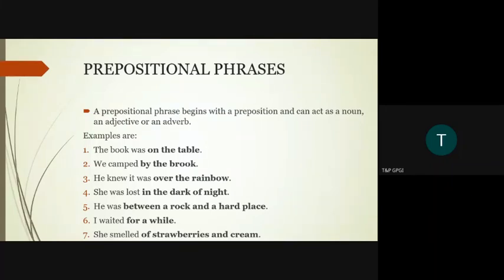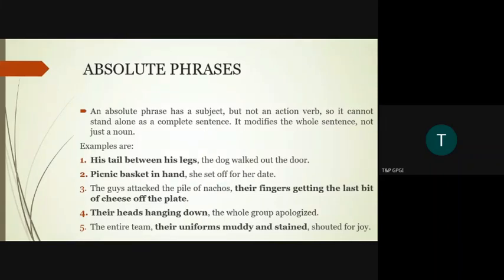Now, prepositional phrases are nothing but phrases which begin with a preposition and can act as a noun. So examples are: the book was on the table, we camped by the brook, he knew it was over the rainbow, or the window I was saying. So yeah, it can go with rainbow or window. So these are a few examples of prepositional phrases. I've told you a prepositional phrase begins with a preposition and can act as a noun, an adjective, or an adverb. Anything.